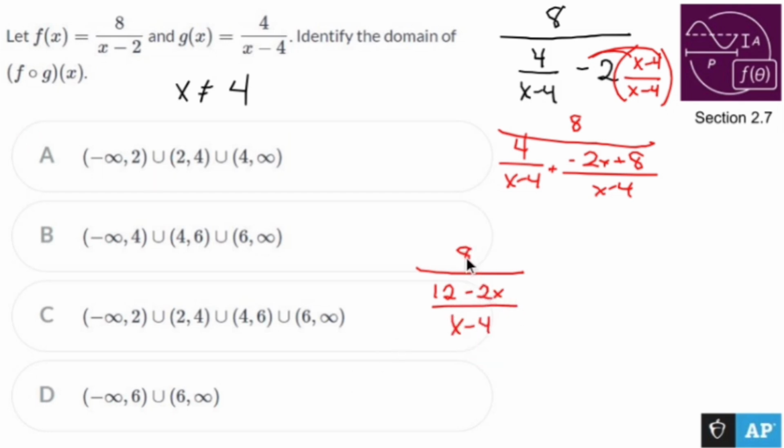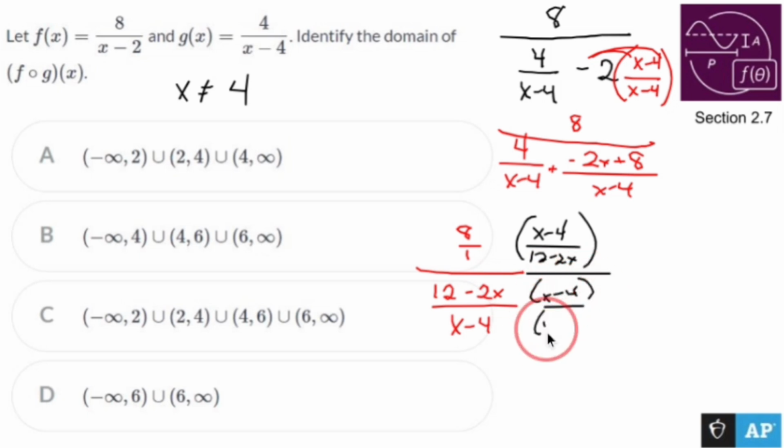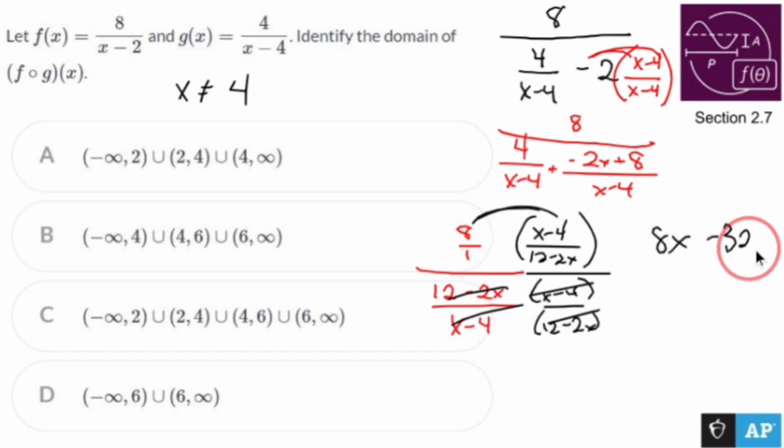Now, I'm going to quickly move this 8 up here and put it over 1 so I can visualize a fraction over a fraction. Whenever you have a fraction divided by a fraction, multiply the top by the reciprocal of the bottom. So I'm going to multiply this by (x minus 4) over (12 minus 2x) over (x minus 4) over (12 minus 2x). What that does is all of this cancels out and leaves me with 8 times x, 8 times negative 4, not that that really matters, over 12 minus 2x.